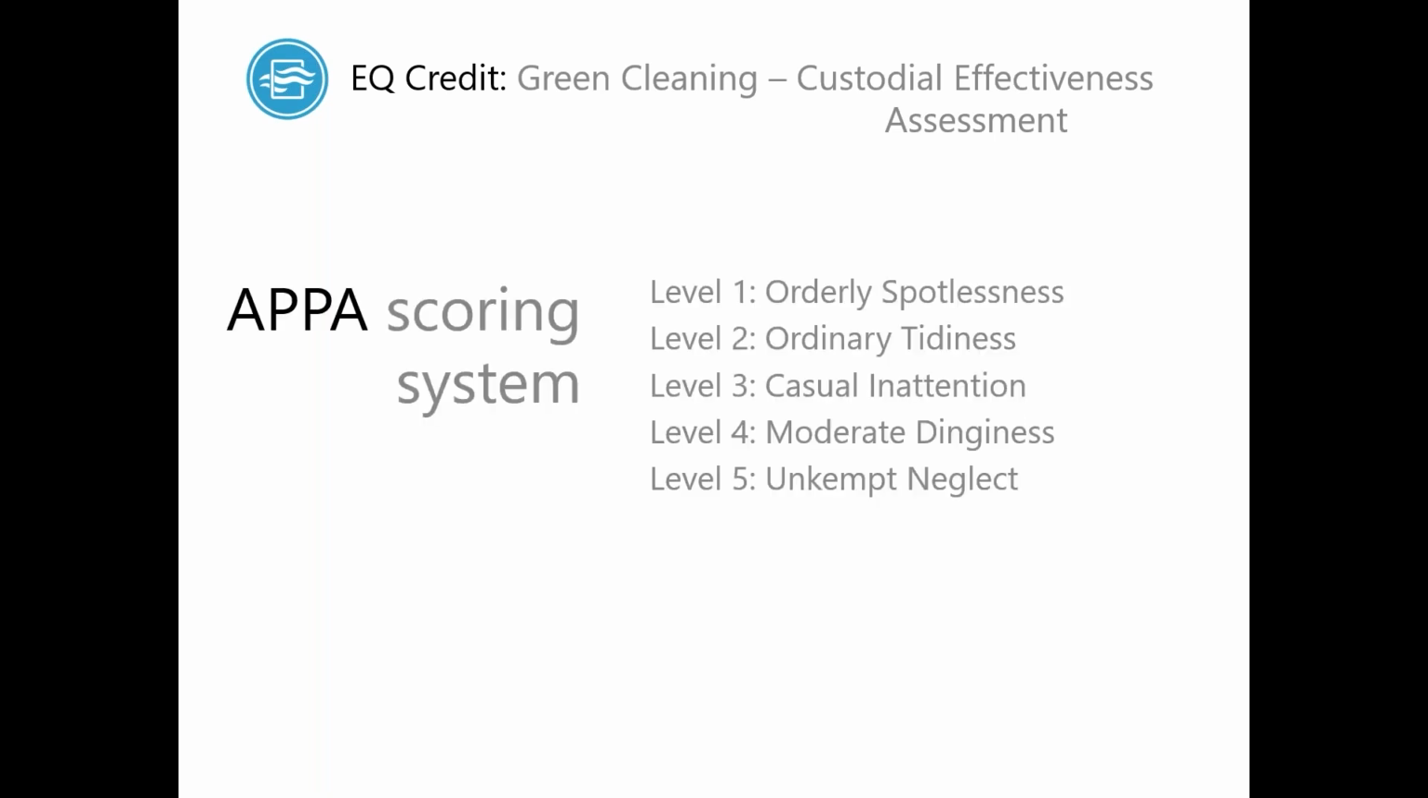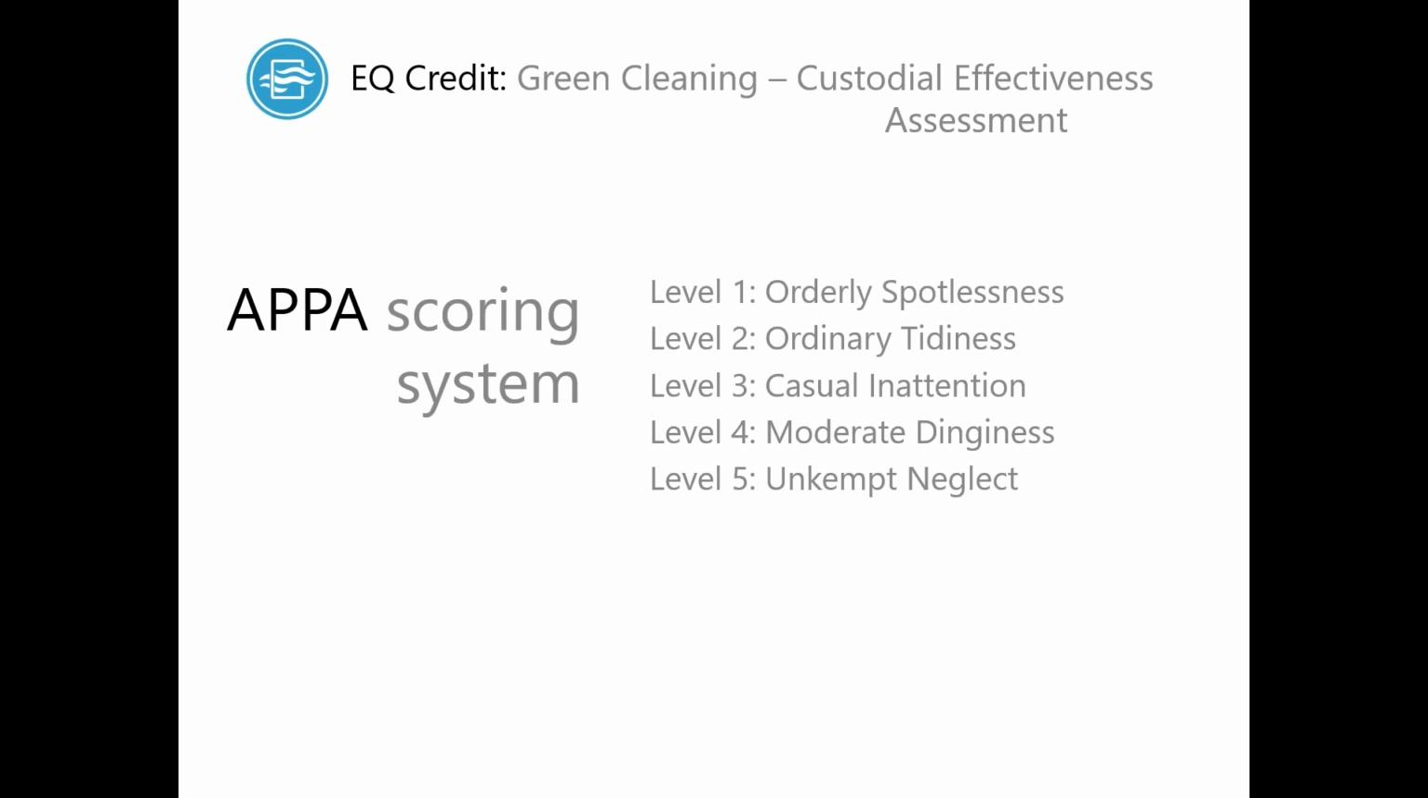I'd mentioned those scoring systems from 1 to 5. So these are kind of what the levels entail. Level 1 means orderly spotlessness. Level 2 is ordinary tidiness. Level 3 is casual inattention. Level 4 is moderate dinginess. And level 5 is unkempt neglect.